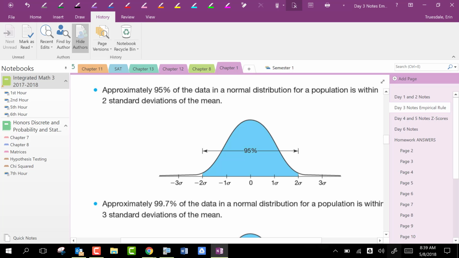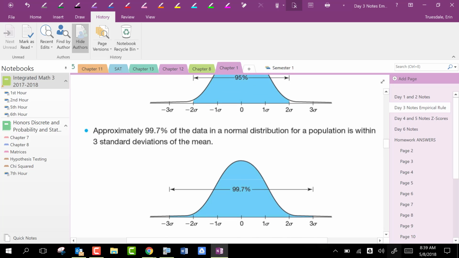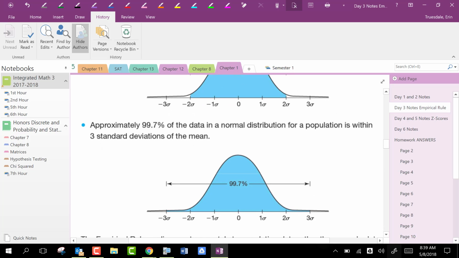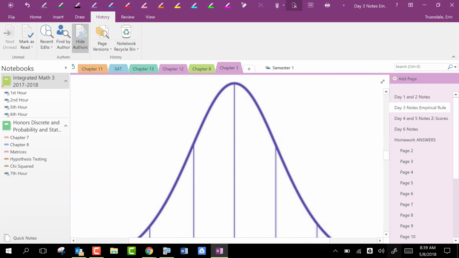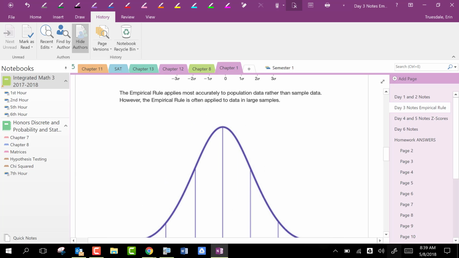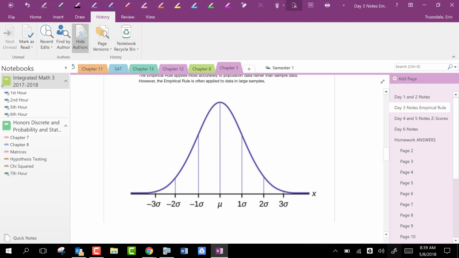That's a lot, right? And then 99.7% of the data falls within 3 standard deviations of the mean. So almost all of your data falls within 3 standard deviations of the mean in a standard normal curve. Questions? Okay, and we can separate it into different pieces as well. So that's what I'm going to do here for you.